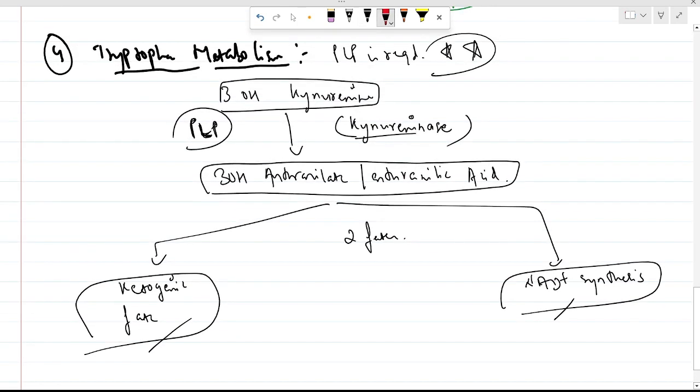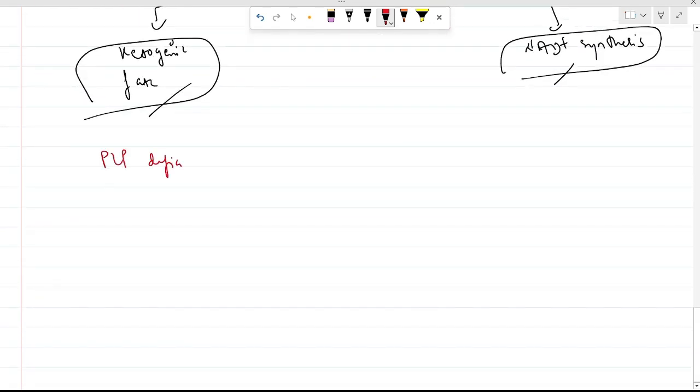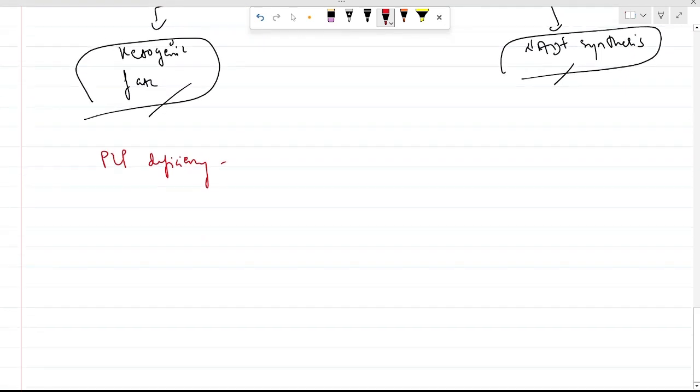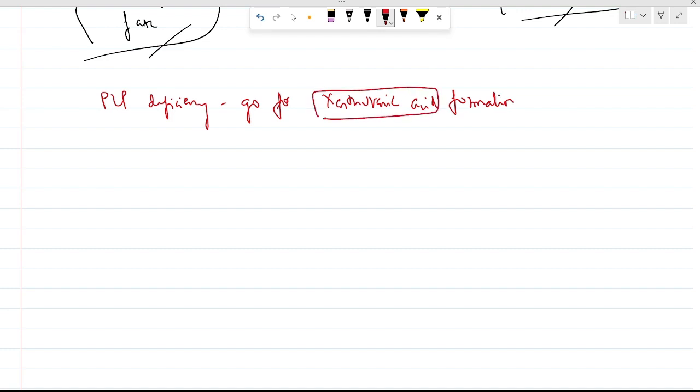Now we have a vitamin B6 deficiency here. So this active form PLP will not be enough for this action of kynureninase. In PLP deficiency, this kynureninase enzyme will not be properly functioning, which leads to xanthurenic acid formation. Why? Due to PLP deficiency.